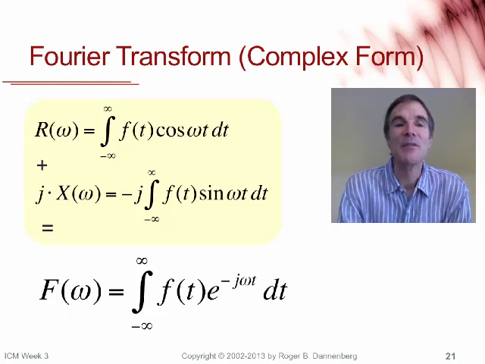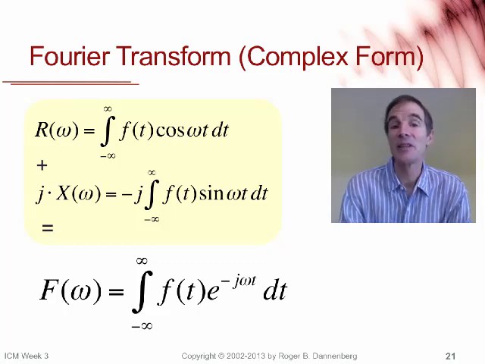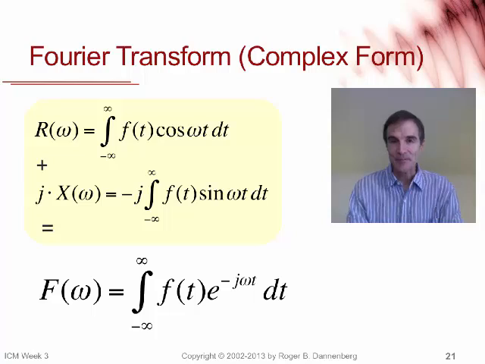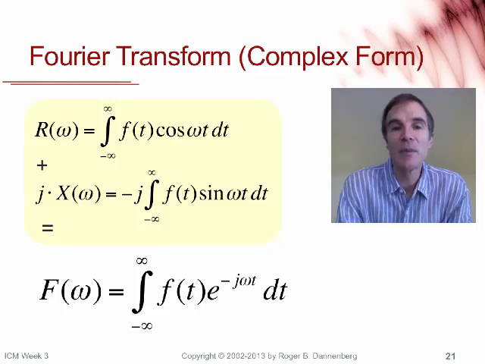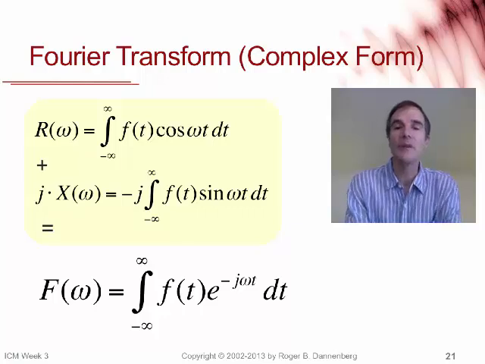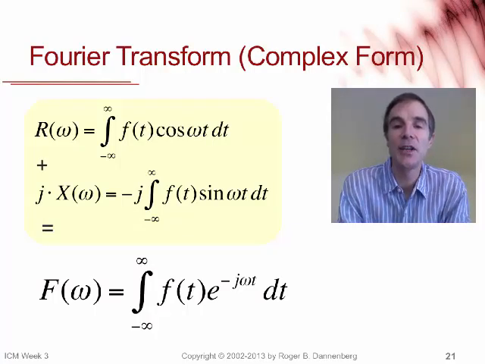Okay, so if we take r of omega plus j x of omega, and we form the sum of these two integrals, effectively what happens is we get f of t times cosine omega t minus j sine omega t as the thing that we're integrating by, and that's equivalent to e to the minus j omega t.